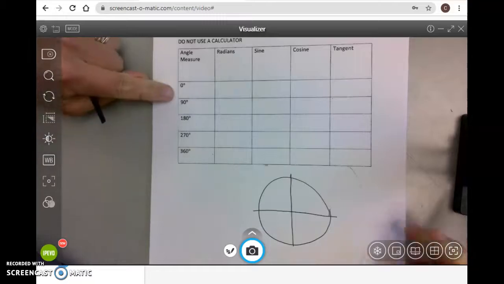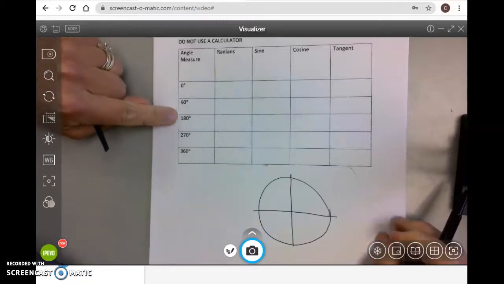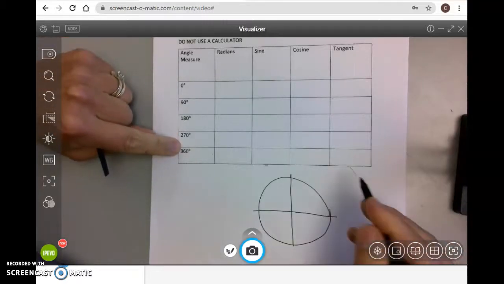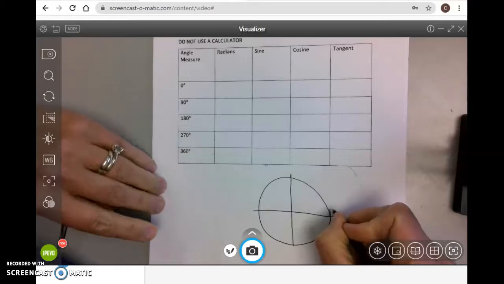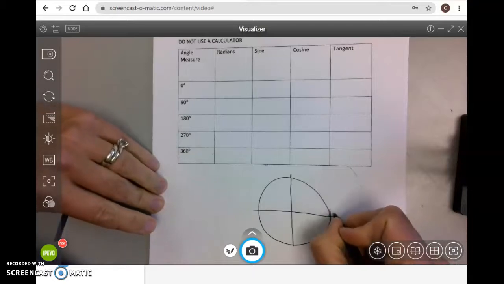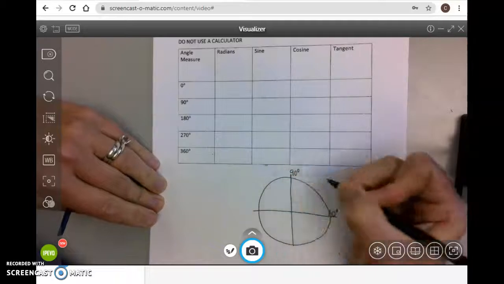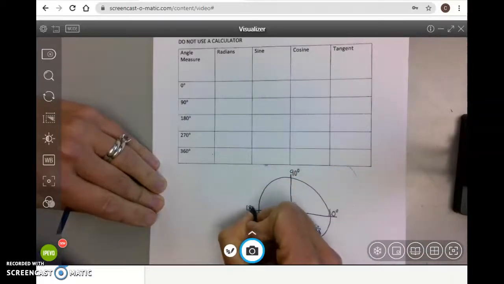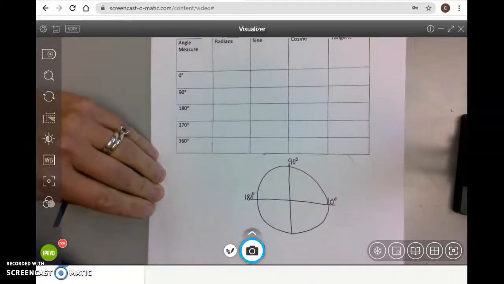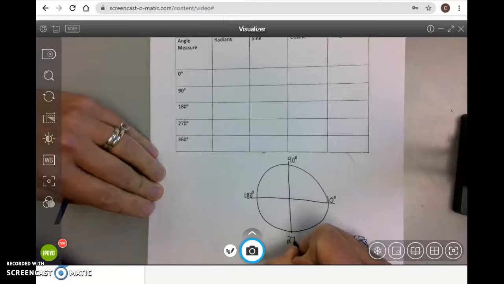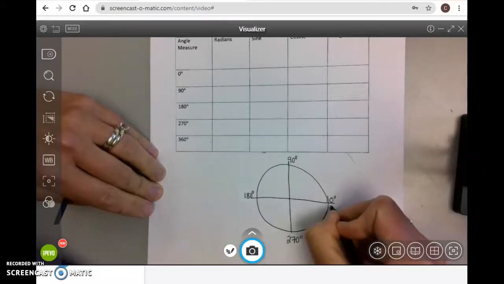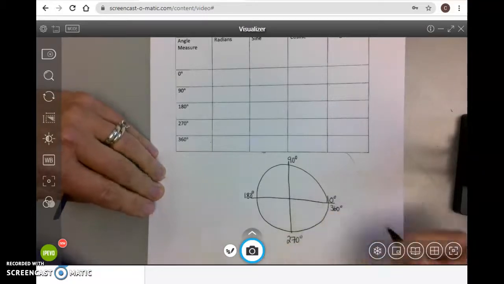And as you can see, we just have 0, 90, 180, 270, and 360. I like to call these the 4 corners of the unit circle. This is 0 degrees. Up here at the top is 90 degrees. Over here on the left is 180 degrees. And at the bottom is 270 degrees. And then back around to 360.